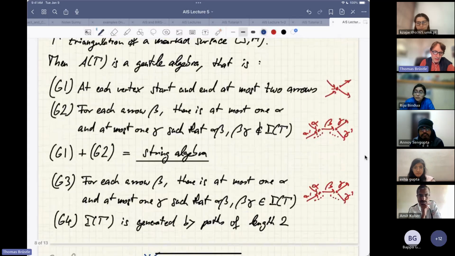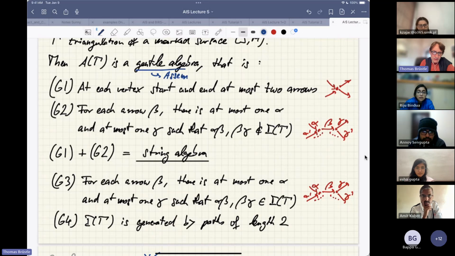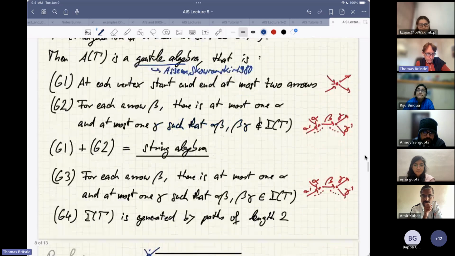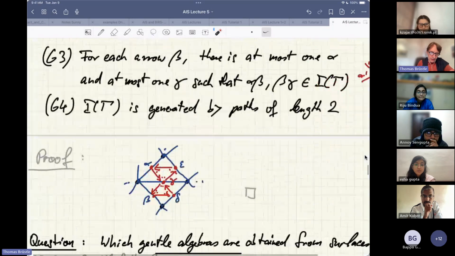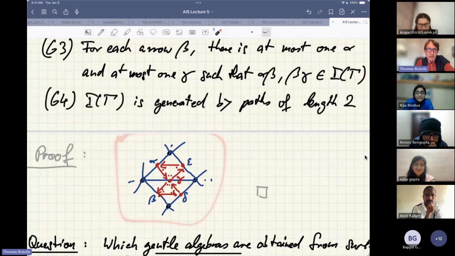And maybe I should give reference to Assem and Skowronski. They were the ones who defined this, I forgot, around in the 80s, okay? Good. Okay, so here's the definition, but there's the statement. This is a gentle algebra. Okay, let's prove this. And the proof is here. You see my proof? Okay, good.